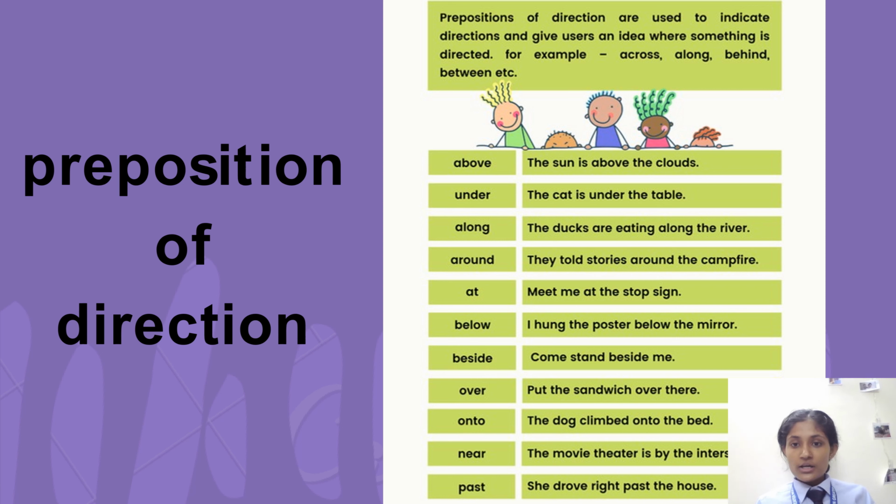Like in above, the sun is above the clouds. So above over here is what? The preposition of direction, because it is giving the direction that the sun is above the clouds. So it is giving the direction. Now it's under, the cat is under the table, so it is giving the direction that the cat is below the table. So in this chart you can see there are a lot of prepositions which are giving you the directions.